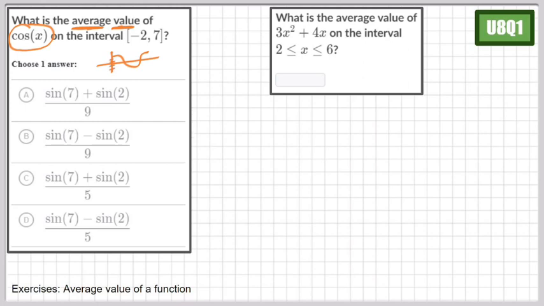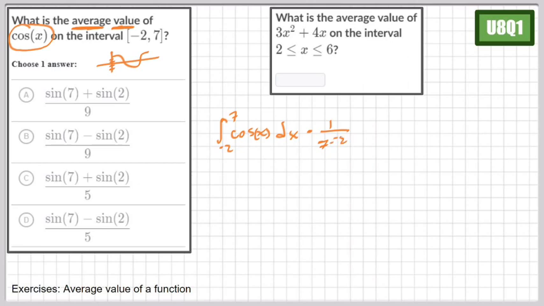What you do is you set it up. So let's add all the y values up, which would be cosine x dx. And then you're going to divide that by the interval. Now the interval goes from -2 to 7. So that means you're going to divide by 7 minus -2. Another way to write that, instead of writing divide by, is you can say multiply 1 over 7 minus -2.